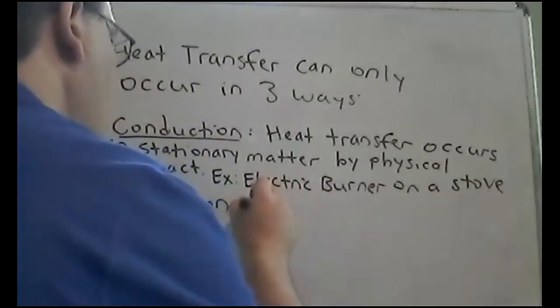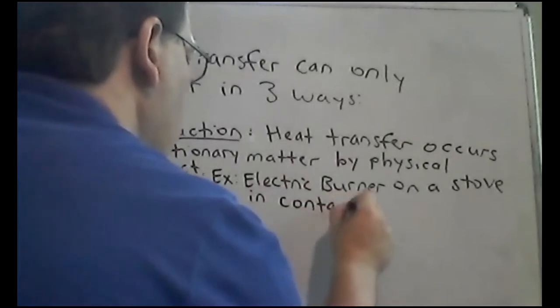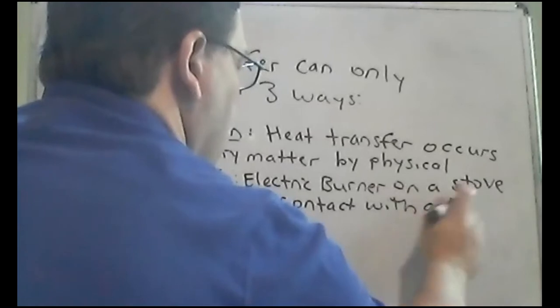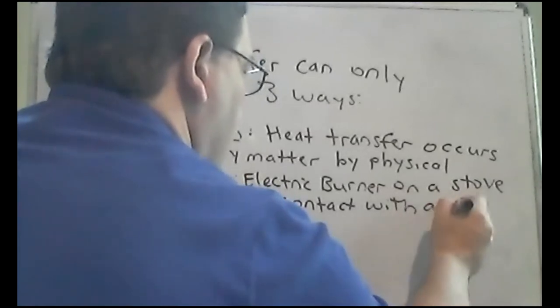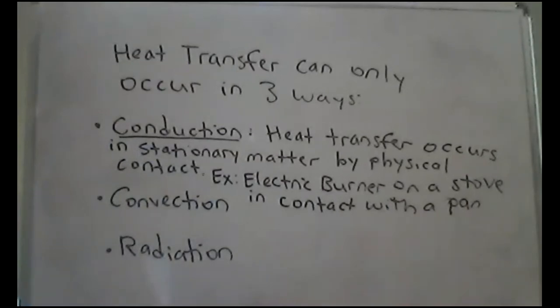in contact with a pan. We'll say a frying pan. Okay, and so you have heat transfer that goes from the much hotter burner into the colder pan, and that hence heats up your food.